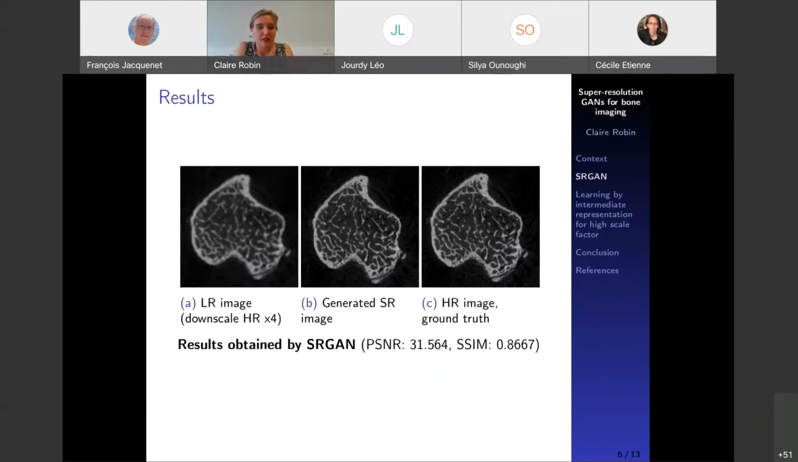What we can see is that with this method, we get really convincing results. In the middle, we can see the output of our algorithm from the low resolution image at the left. And it's very close to the high resolution image, the ground truth, on the right.